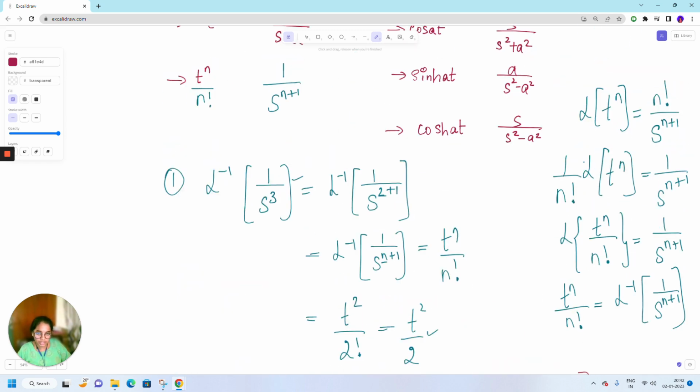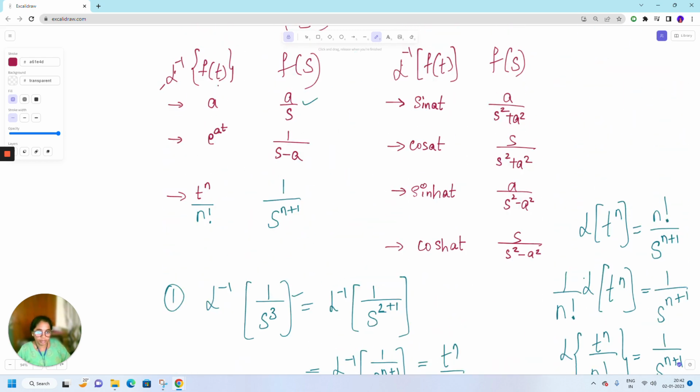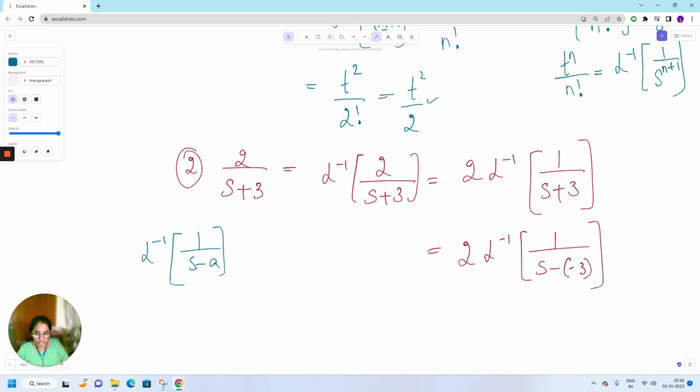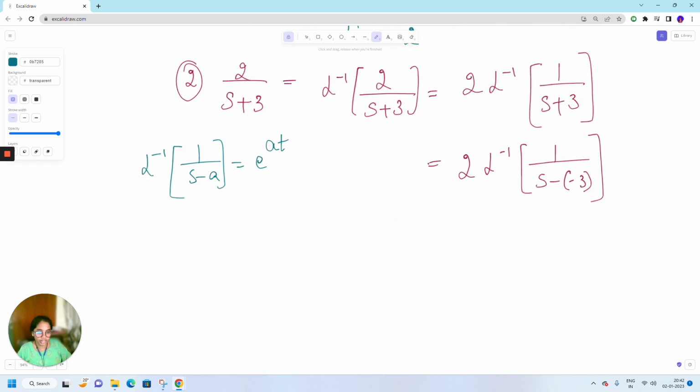Observe the formula list. Which formula can I apply? I can apply the second formula. What do I have? 1 divided by s plus 3. I'll write it as 2 Laplace inverse of 1 divided by s minus of minus 3. What is Laplace inverse of 1 divided by s minus a? This is equal to e power at. What do I have in place of a? This is equal to 2 e power minus 3t.